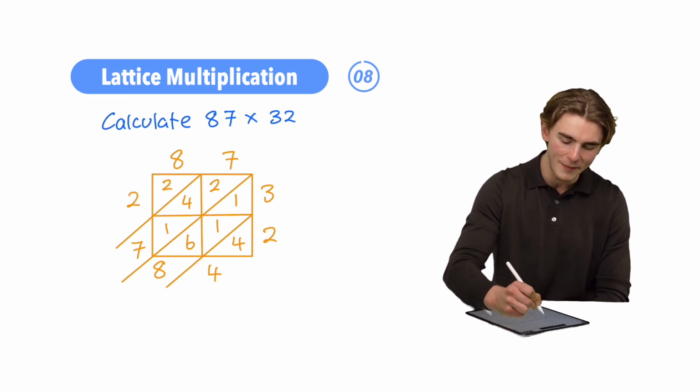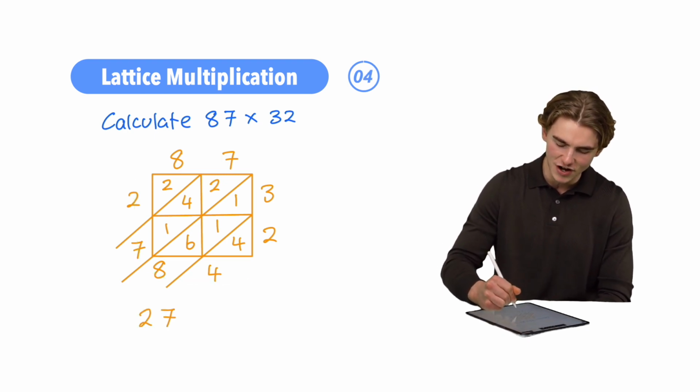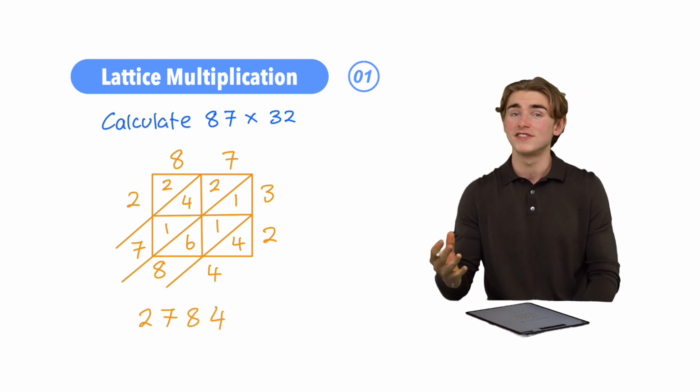Now we can read our number, and it actually can be read across like this diagonally. So it's going to be 2,784. Hey, that was an interesting method.